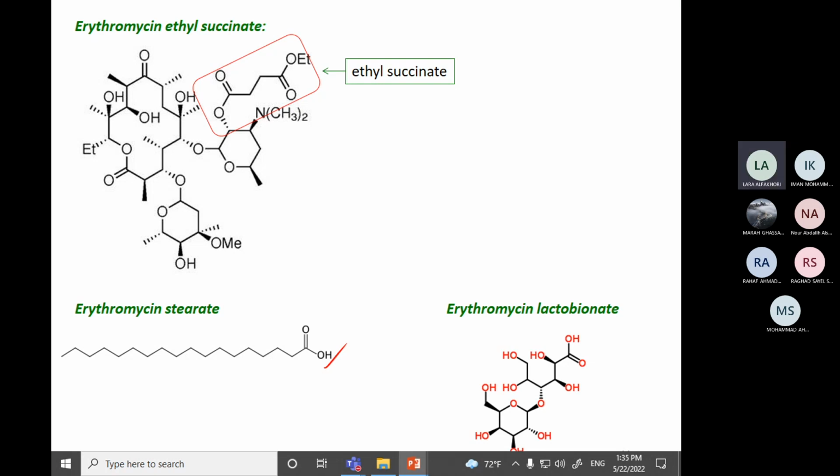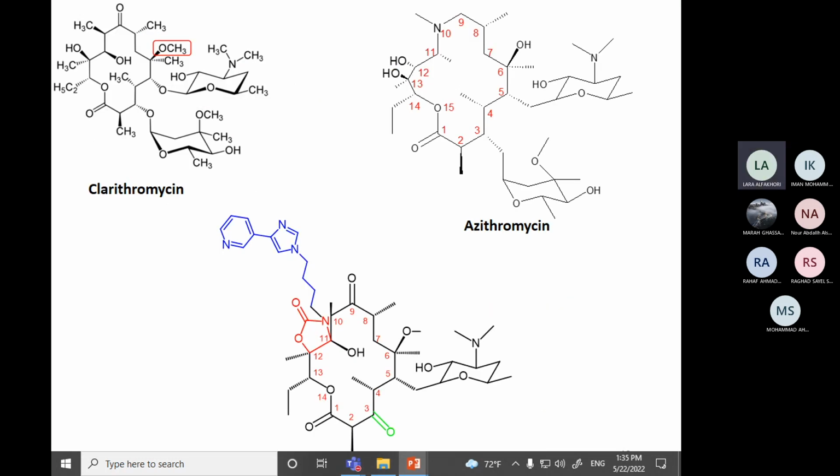Mostly for masking the taste. Macrolides have a much better taste. Of course, it doesn't affect the absorption significantly, it still has good absorption, but it's mostly to mask the taste. It has a very bad taste. Okay, these are the rest of the members of the erythromycin family.